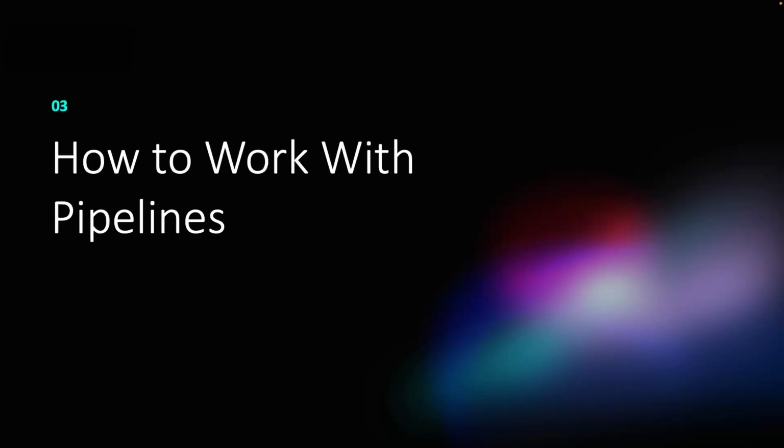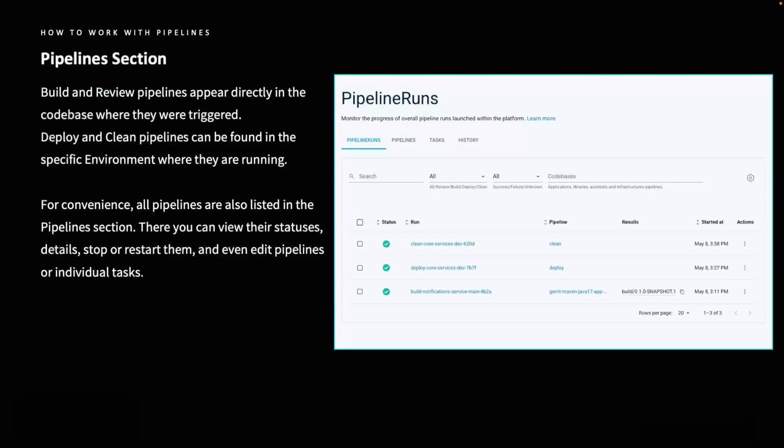There are a couple of ways to work with pipelines in KubeRocketCI. Build and review pipelines are shown right inside the codebase they were triggered for, making it easy to track their progress in context. Deploy and clean pipelines, on the other hand, are visible in the specific environment where they are running. For even more convenience, there is a dedicated pipeline section where you can view all pipelines in one place. You can check their statuses and details, stop or restart any pipeline, and even edit the pipelines or their individual tasks. This gives you full control and visibility over the entire CI/CD process.